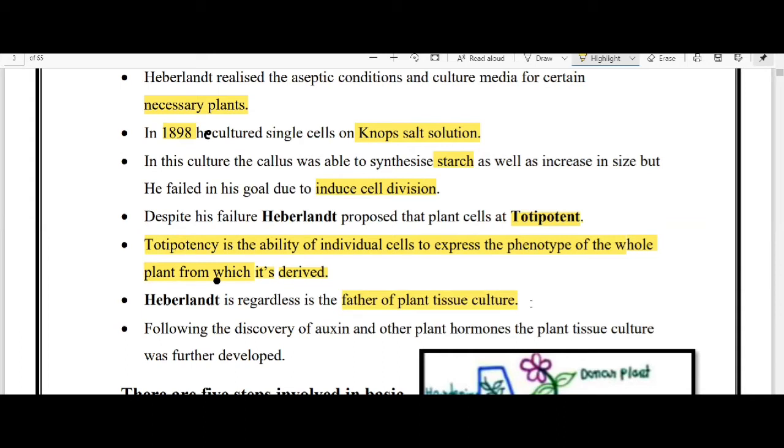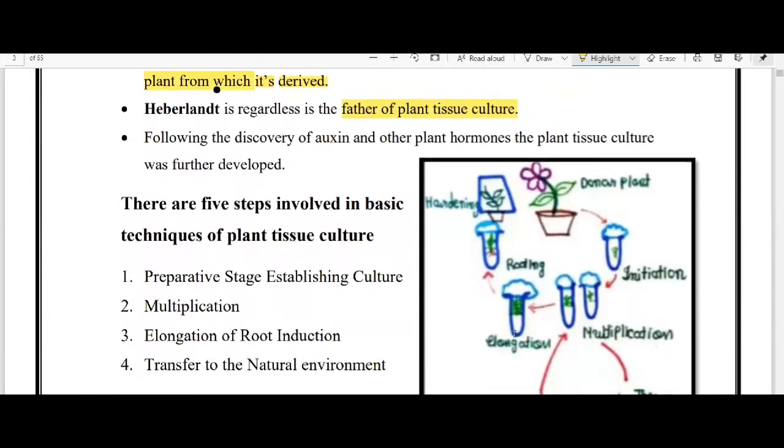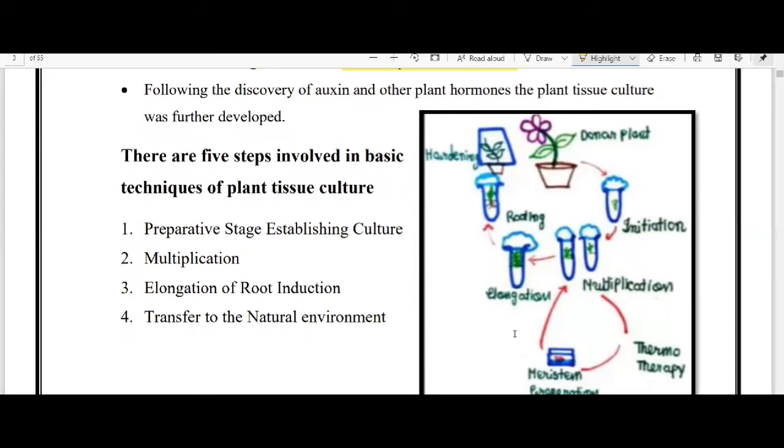After the Haberlandt experiment, many plant hormones were discovered, and that further led to plant tissue culture. There are four main steps involved in the basic techniques of plant tissue culture. So what are the steps? First is the preparative stage, or we can call it the establishing stage. First the plant is selected. Then under aseptic conditions, it is multiplied. So the second stage is called the multiplication stage.